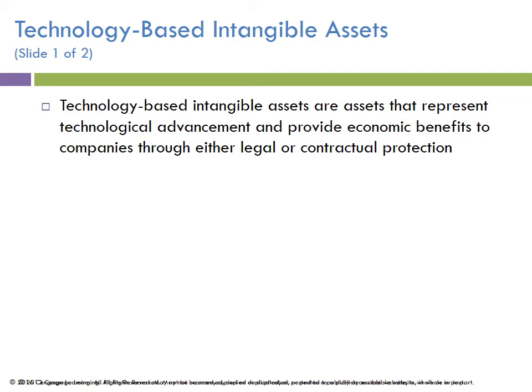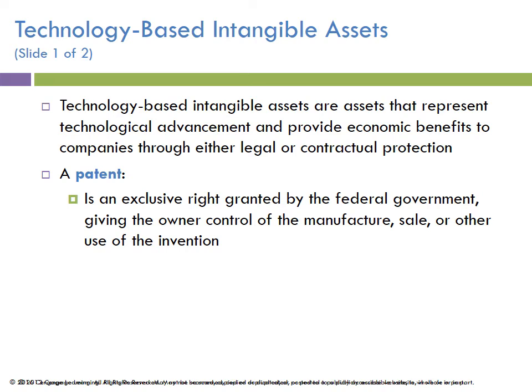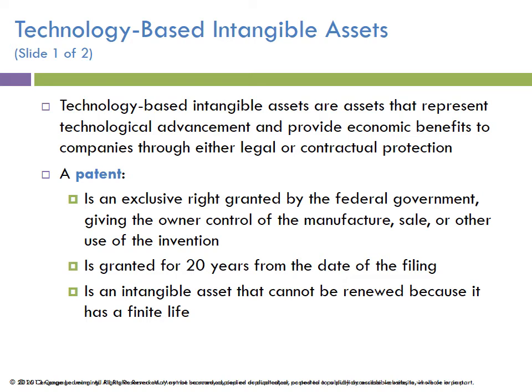Technology-based intangibles are assets that represent technological advances and provide economic benefits to companies. A patent is a technology-based intangible, an exclusive right granted by the federal government, giving the owner control of the manufacture, sale, or other use of the invention. It's granted for 20 years from the date of filing, and it cannot be renewed because it has a finite life.